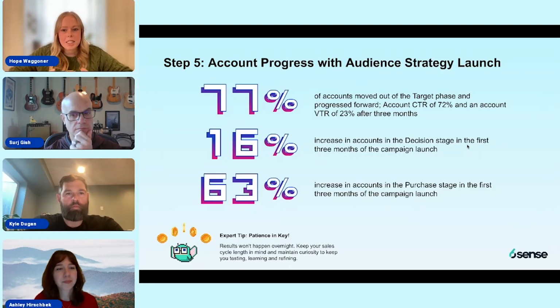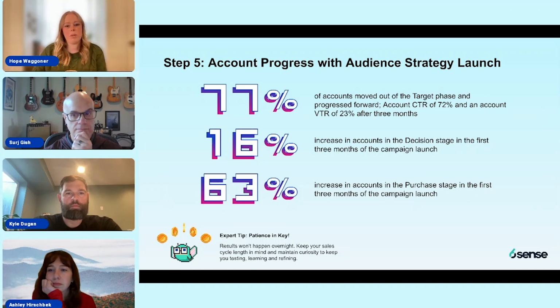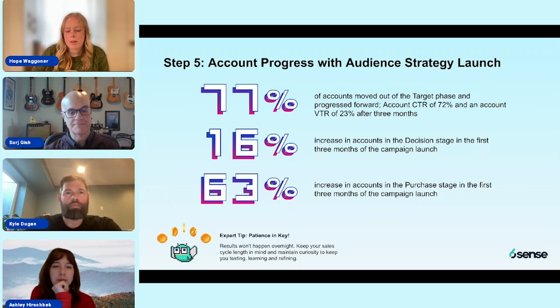For this campaign specifically, we saw some really incredible metrics right out the gate. So this launched in April, and we had a 3-month campaign of this with these metrics. We were able to see some incredible account progress. The first that we're really proud of is 77% of our accounts moved out of that target phase and progressed forward. We saw some really strong engagement with that account click-through rate of 72%, which feels unheard of for us. And then the account view-through rate of 23% after 3 months.